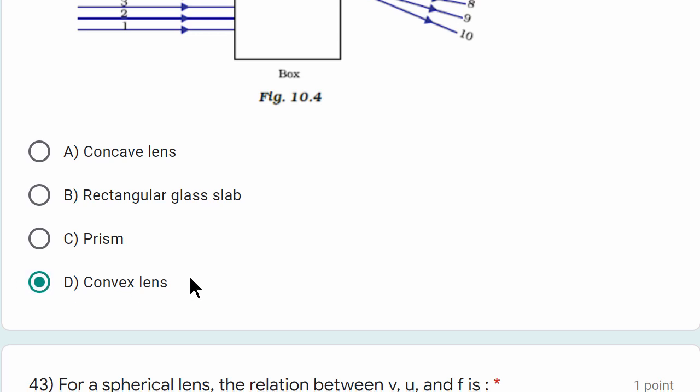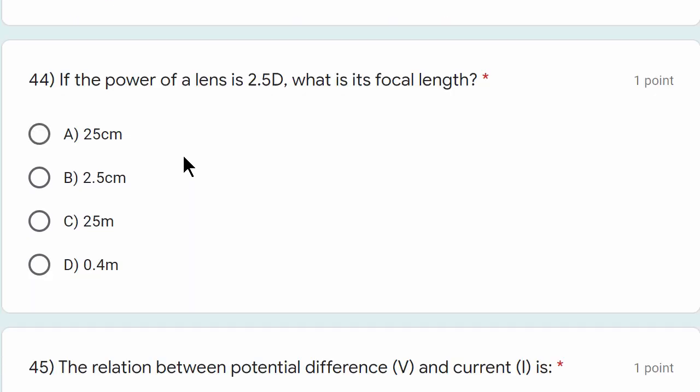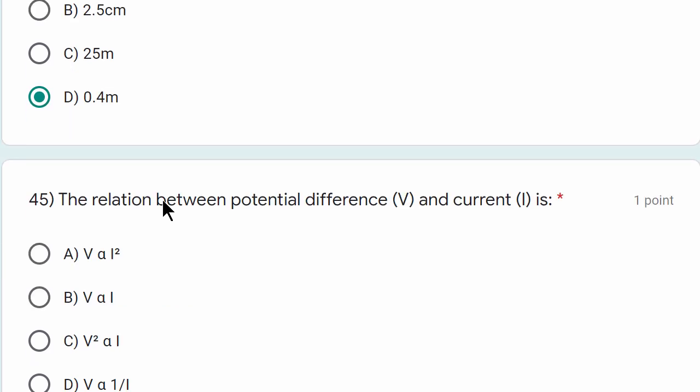Okay? Next. Spherical lens relationship between image distance, object distance and focal length. It's a formula question. This is the formula. Next question. If the power of the lens is 2.5 diopter, what is its focal length? What is the link between focal length and diopter, and power? Power is 1 divided by focal length, or focal length is 1 divided by power. So power is 2.5, so 1 divided by 2.5 will be 0.4 meters.